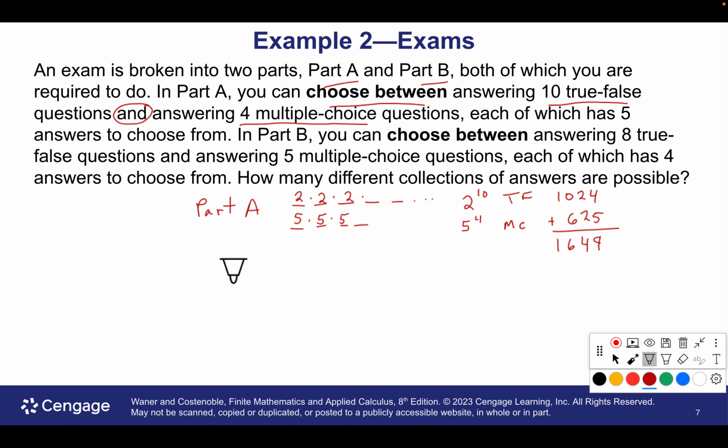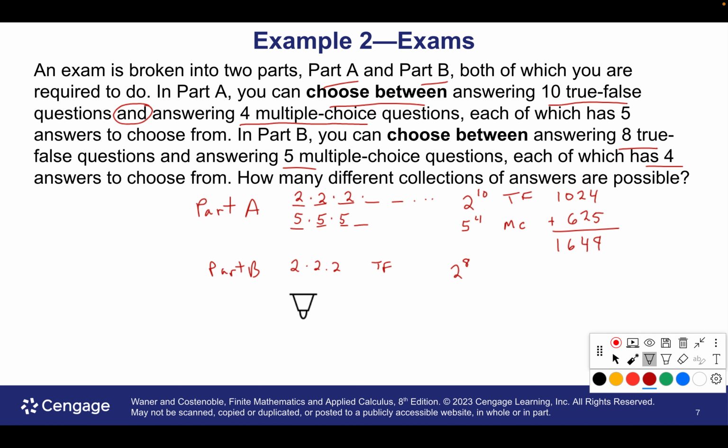So that's part A. Part B would do basically the same thing. But we have a choice of answering 8 true or false, and then 5 multiple choice, which only have 4 answers to each. So again, it's going to be 2 times 2 times 2 for the true false, right? We're going to have 8 choices, so 2 times itself 8 times. This is for the true false.